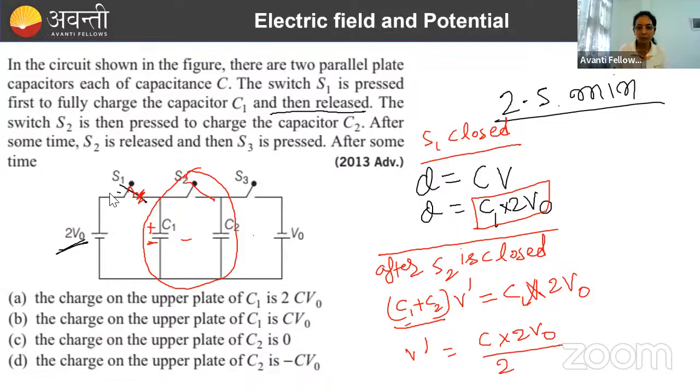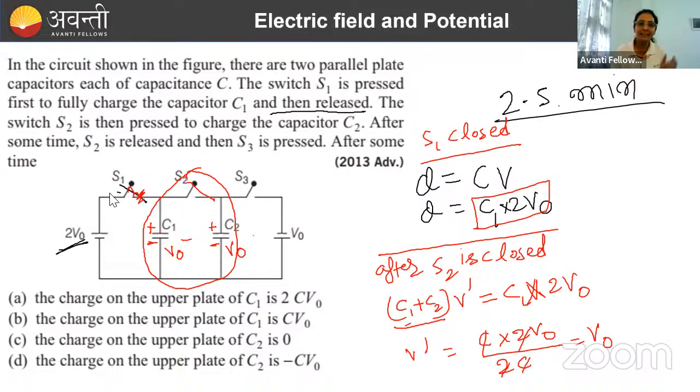C1 plus C2 will be equal to 2C. So V dash is going to be equal to what? V dash is going to be equal to V naught. So charge on C1 will be C1 V naught and charge on C2 will be C2 V naught. So finally potential that it is getting because of S2 getting pressed is V naught. Done. And again it was having a positive potential, so it will have positive charge and it will have negative charge, like that.